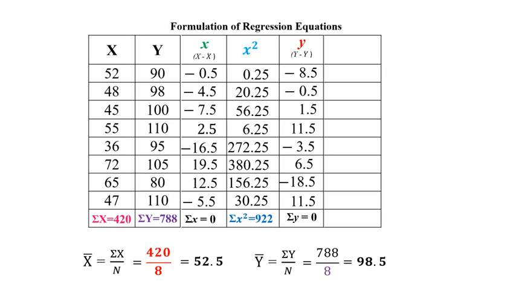Next, find y square, small y square. 8.5 square means 72.25, 0.5 square means 0.25, 1.5 square, 11.5 square, 3.5 square, 6.5 square, 18.5 square, 11.5 square. Add these values.